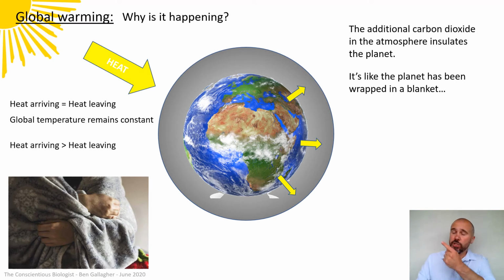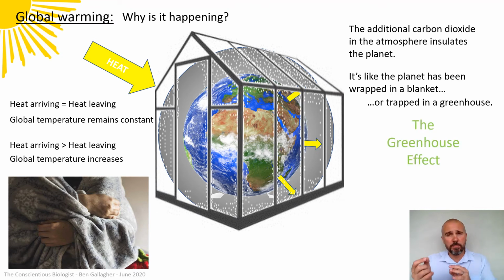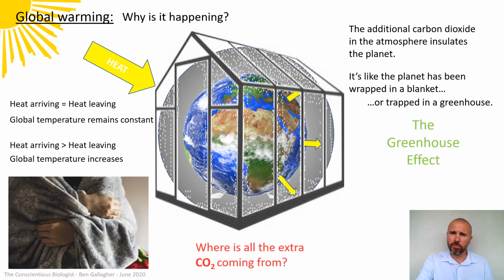So we've now got this situation where the heat arriving is greater than the heat leaving. And if you've got more heat coming in than you can get rid of, then of course global temperature is going to increase. Now what that means is we have something called the greenhouse effect, because it's like we're wrapped in a blanket or trapped in a greenhouse. The heat can come in, but it can't get out very well. So this is where you get this term, the greenhouse effect. The greenhouse effect is the theory that, all the evidence seems to show, is the reason why global warming is happening. But of course that throws up the major question: where is all the extra carbon dioxide coming from? That's what we'll look at now.